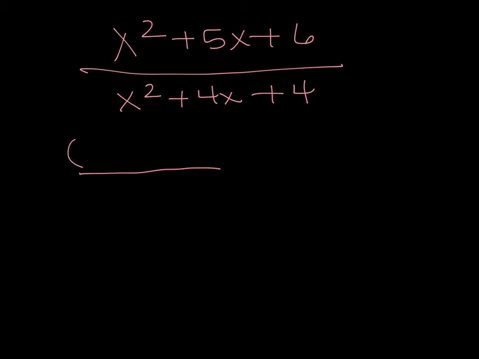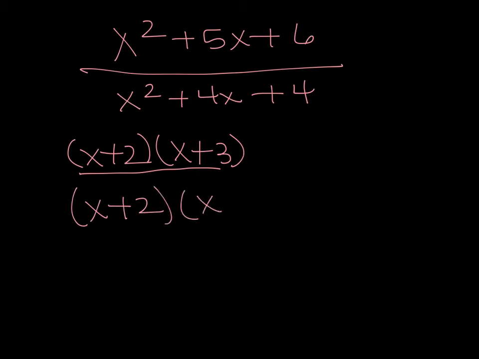X squared plus 5x plus 6. Okay, I know that factors into x plus 2 times x plus 3. X squared plus 4x plus 4, I know that factors into x plus 2 times x plus 2. Alright, I can't factor anything else, so now I'm ready to ask myself, can I cancel out anything?